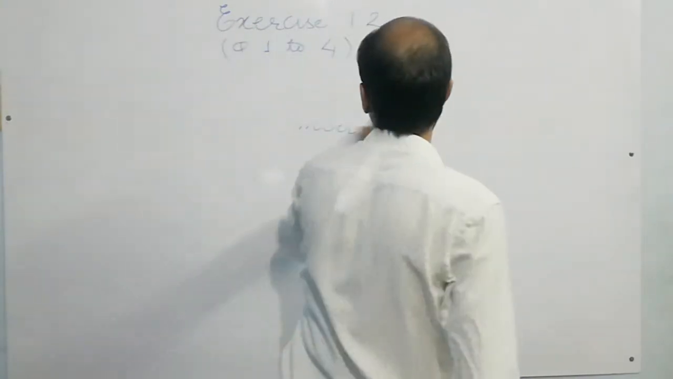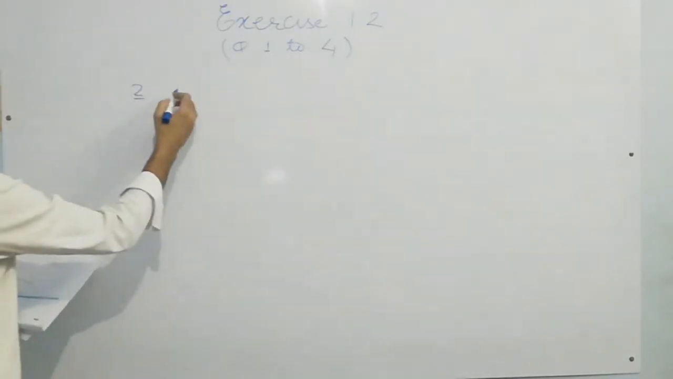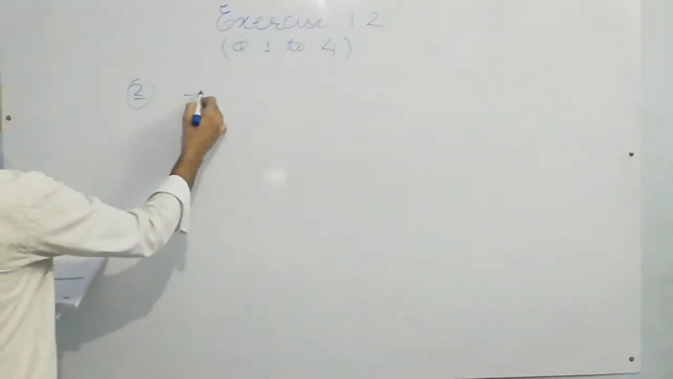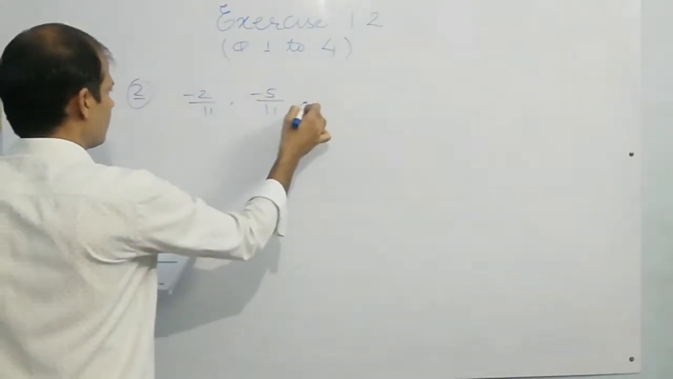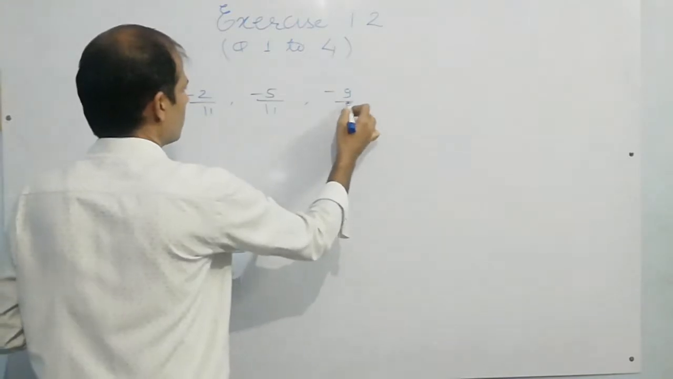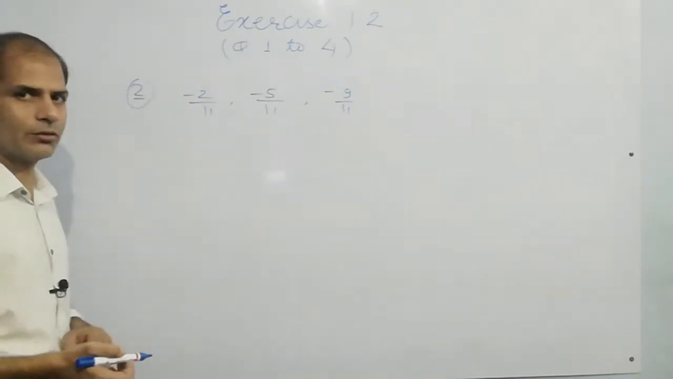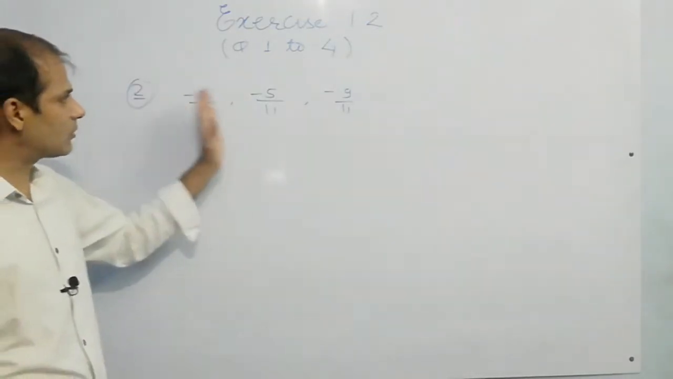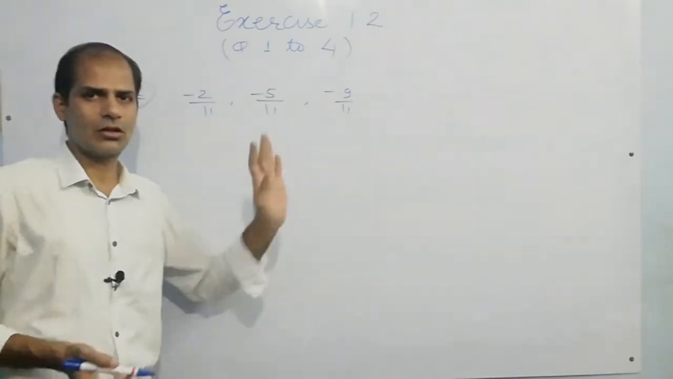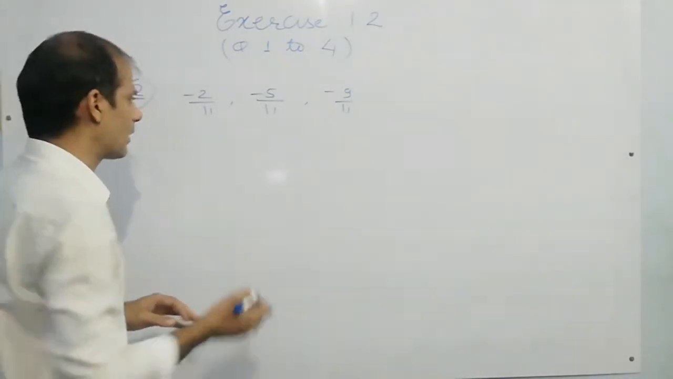Next question is question number 2. Represent -2 upon 11, -5 upon 11, and -9 upon 11 on number line. Okay, same method we will follow. As you can see, the denominator is same, so these three numbers can be shown on a single number line, means we don't need to draw different number lines.